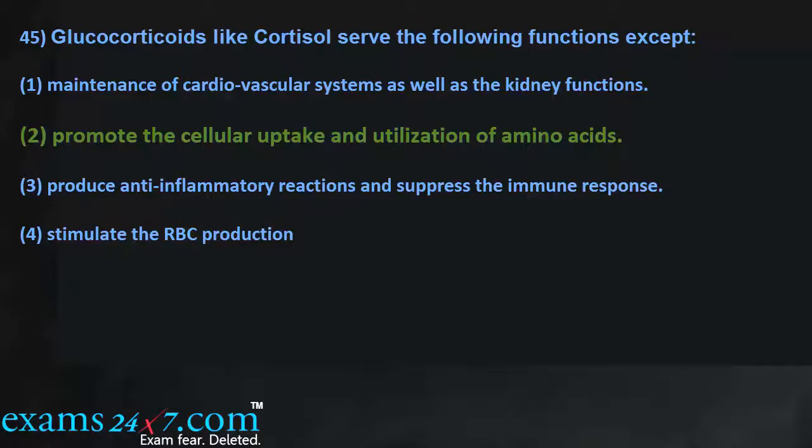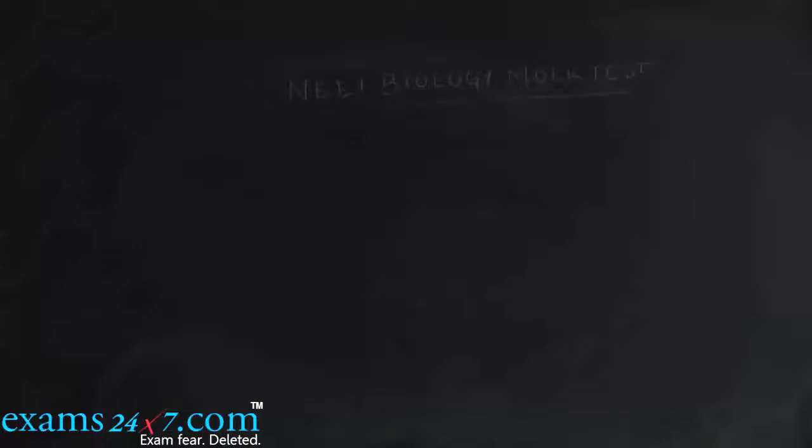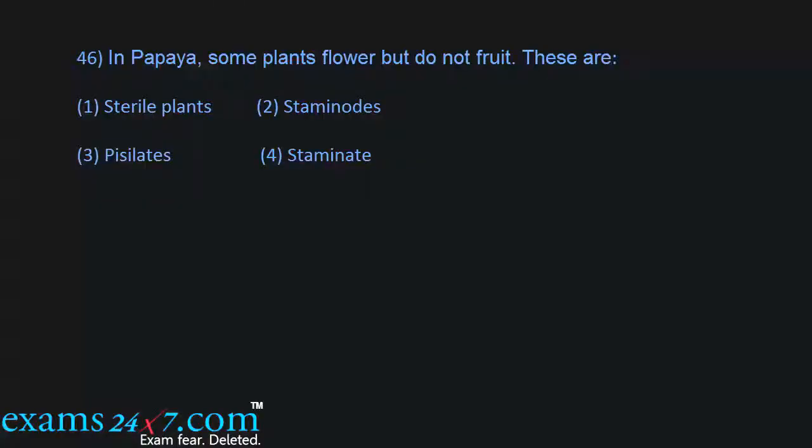Produce anti-inflammatory reaction and suppress immune response. That is the function of cortisol. Stimulate RBC production. Function of cortisol. I hope all of you remember RBC production when you talk about 3 hormones you have to remember. One is cortisols, glucocorticoids that is. Second one is erythropoietin of the kidney. And the third one is thyroid hormone, thyroxine. Now we move on to the next question.